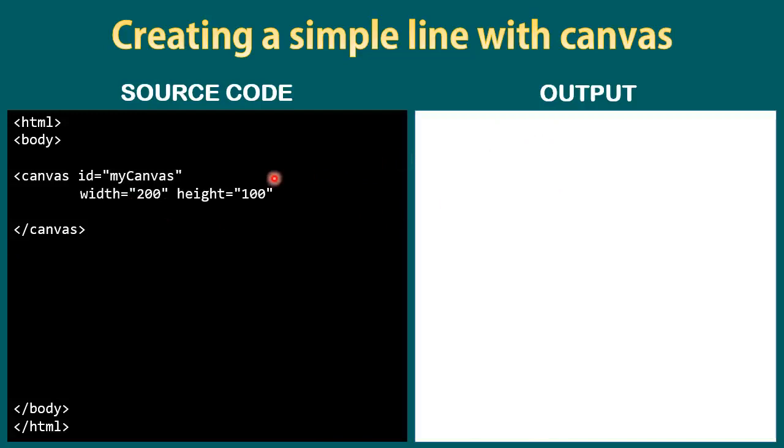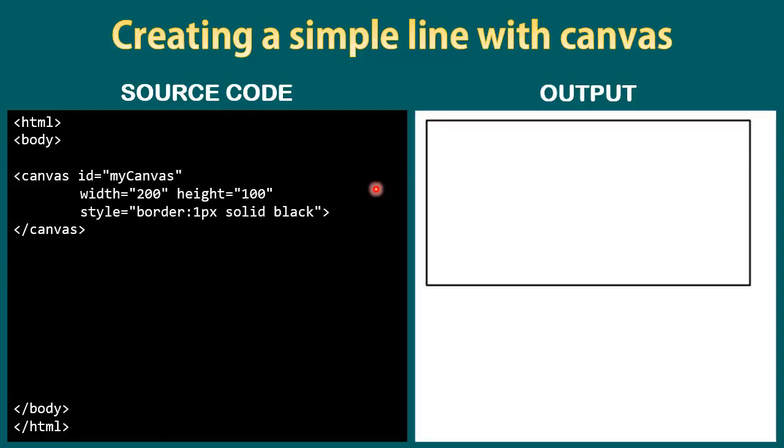We have to explicitly define the border with the help of a style sheet like this. We are creating a border with 1 pixel solid black. And now if we refresh, we can see the canvas is created. The canvas is visible here. Now to create a line from this point, this is 0, 0, to this point, this is 200, 100, we have to use JavaScript.